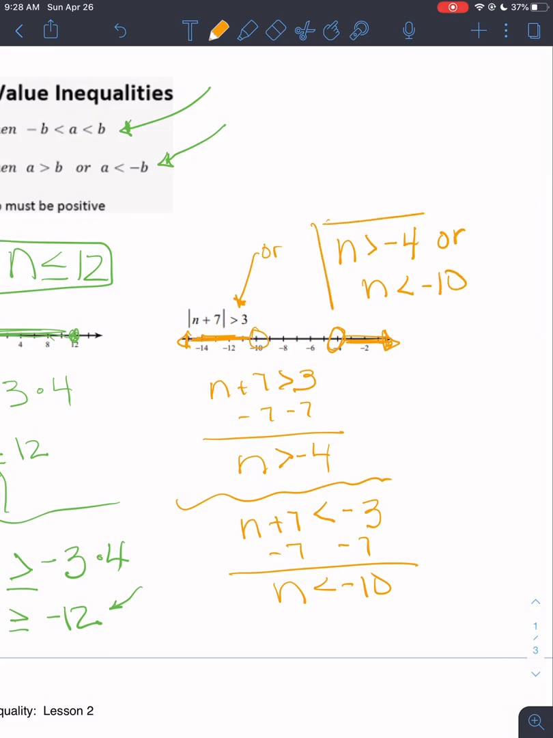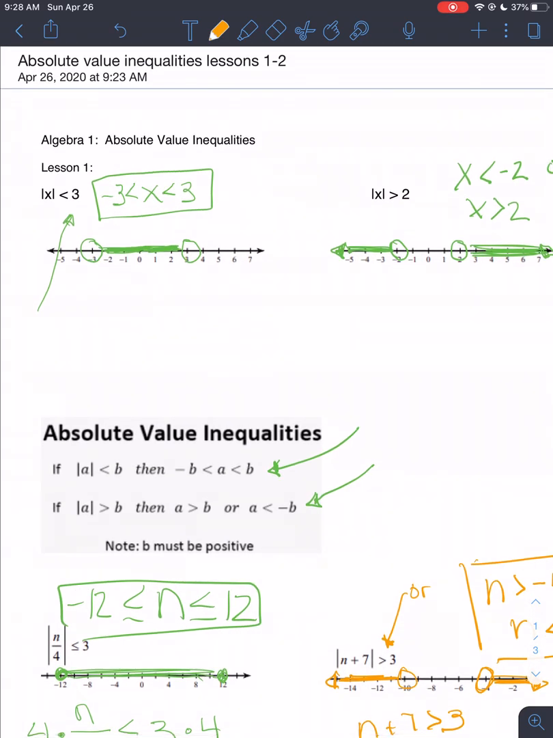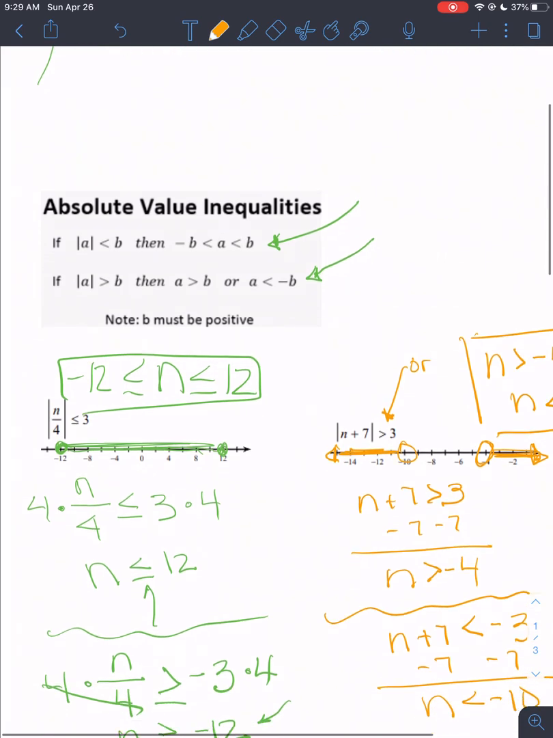Okay, to sum up, what you're going to do, you drop the absolute value sign and you do it once with a less than, once with a greater than, once with a positive number, once with a negative number. And we know right away that if it's a less than, it's going to be an and situation. If it's a greater than, it's going to be an or situation.